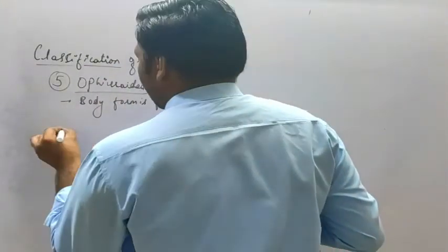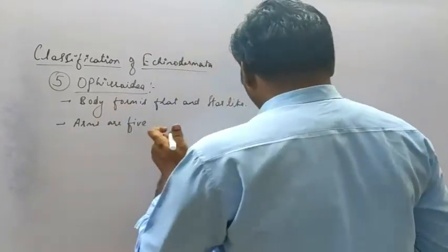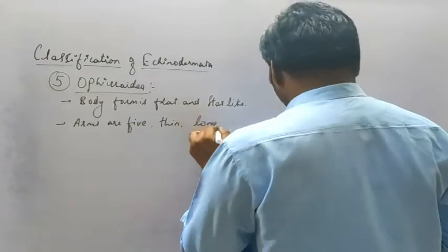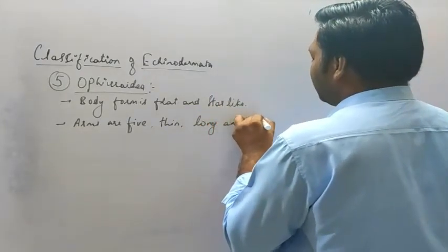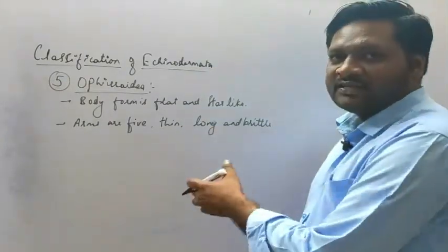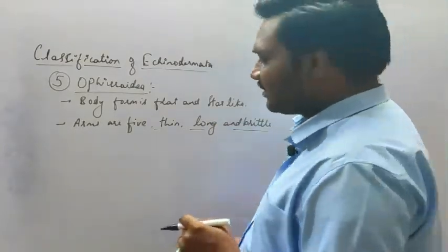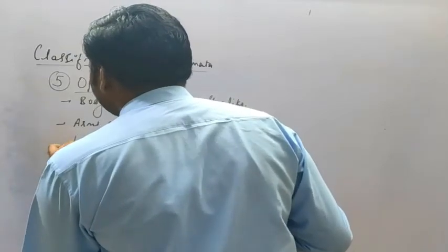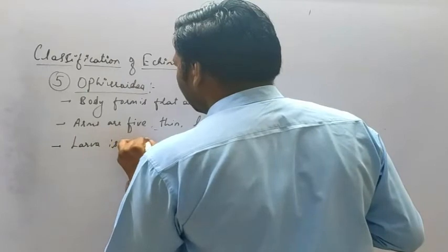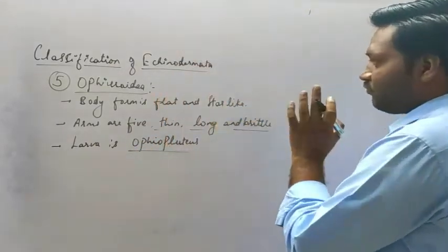The next, arms are five, thin, long, and brittle. So what example comes to our mind? The example under this class is the brittle star, as we have seen in the diagram itself. The arms are five, thin, long, and brittle, with spines on the surface. The next, the larval form is Ophiopluteus, the name of the larval stage formed in the brittle star.